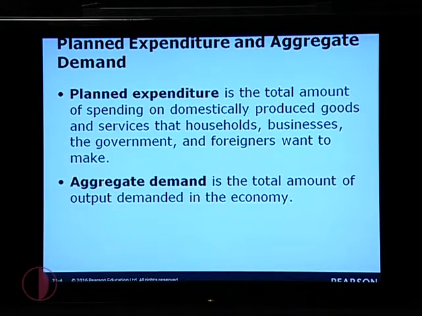Planned expenditure and aggregate demand. Planned expenditure is the total amount of spending on domestically produced goods and services that households, businesses, the government, and even the foreigners want to make, while aggregate demand is the total of outputs demanded in the economy.